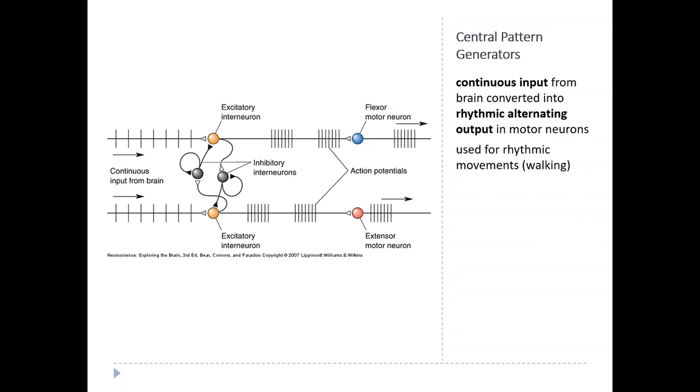that's controlled by the spinal cord are these circuits called central pattern generators. So a central pattern generator is a circuit that exists in some parts of the spinal cord that have the ability to produce rhythmic alternating activity in response to continuous excitatory input from the brain. These kinds of circuits are really important for any kind of rhythmic movement. A good example is walking. Walking is a rhythmic alternating motion.